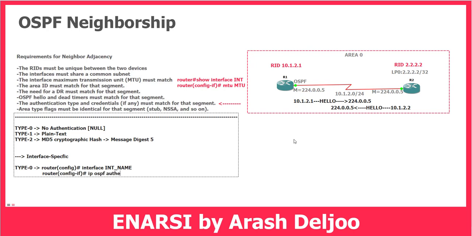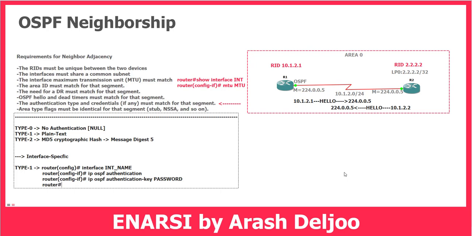IP OSPF authentication. This is the first command. What does it mean? It means that I am using the type 1 authentication. This is type 1. Type 0 doesn't have any configuration. After that, if you want to configure the key or password, you should use IP OSPF authentication-key, and after that a password. This is the configuration of the type 1 authentication in OSPF.